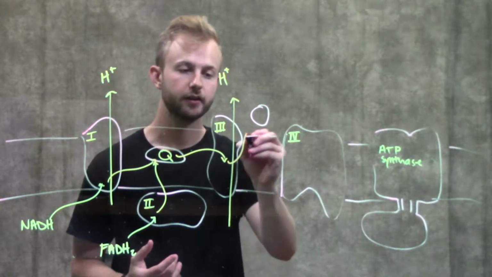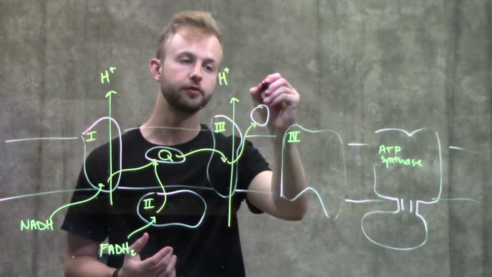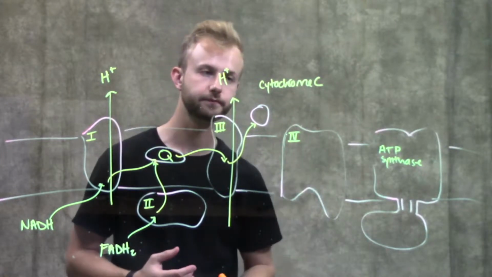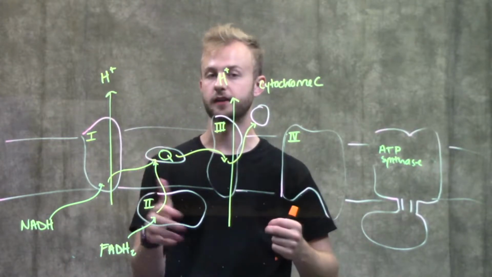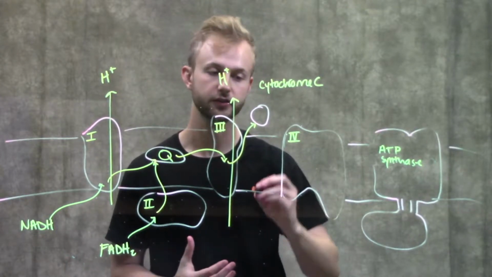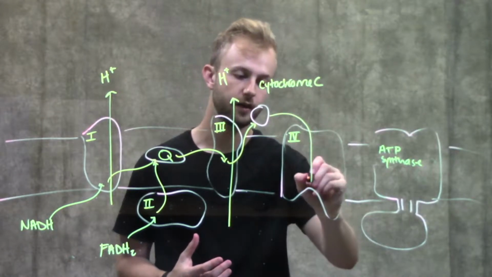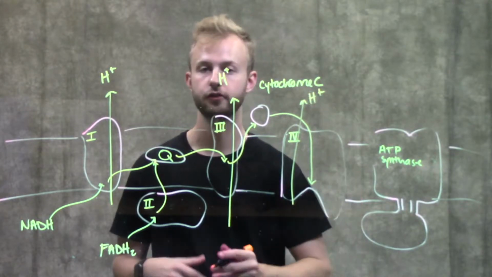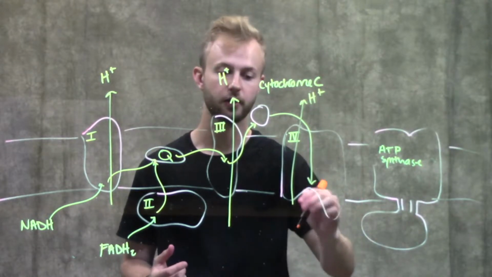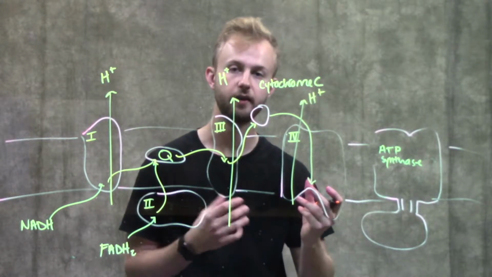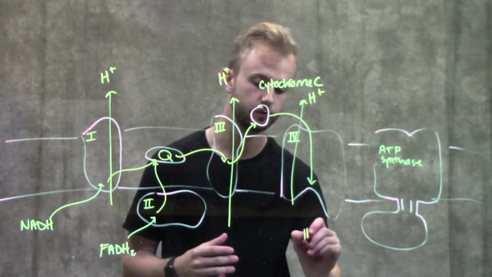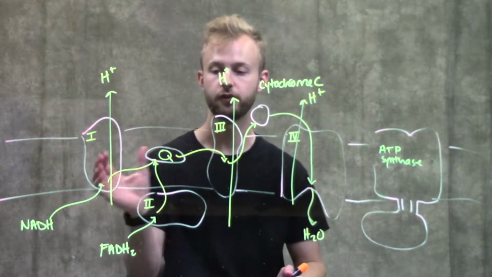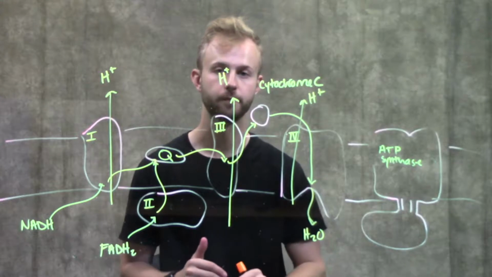From there, the electrons will go to another protein that's called cytochrome C. Cytochrome C is, again, just another shuttle for these electrons. Finally, they'll get dropped off at complex 4, which is also going to pump protons into the inner membrane space. And when they get to complex 4, they'll combine with hydrogen and oxygen to make H2O. And so that's where the H2O production comes from. The electron transport chain ends in complex 4.